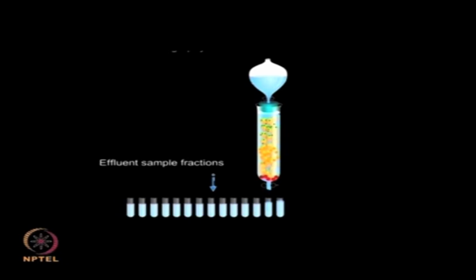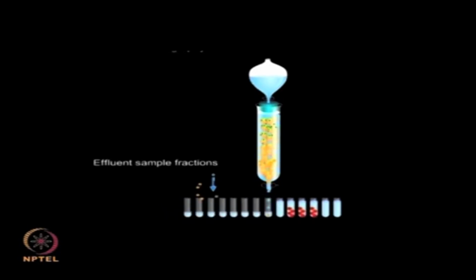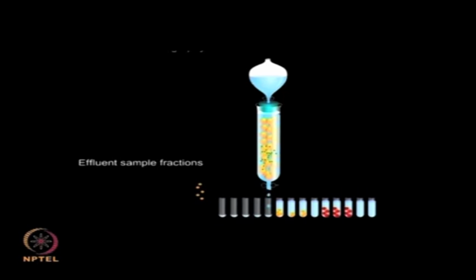The largest proteins eluting out first will be present in the initial fractions, while the smaller proteins which elute out later will be present in the latter fractions. Once all these fractions are collected, they can be analyzed for their protein content by using a UV visible spectrophotometer.